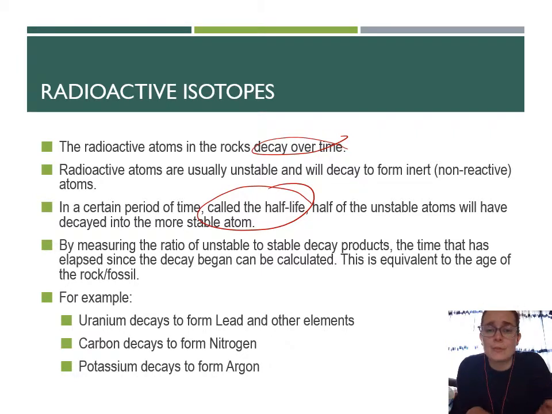uranium. Uranium turns into lead or some other elements there as well. But the big one that we tend to use most commonly is carbon, and carbon changes from carbon to nitrogen. And potassium is another big one for us as well. Potassium decays into argon. So we're looking at the decay of a radioactive atom into a non-radioactive atom. That's what radioactive isotope dating is.